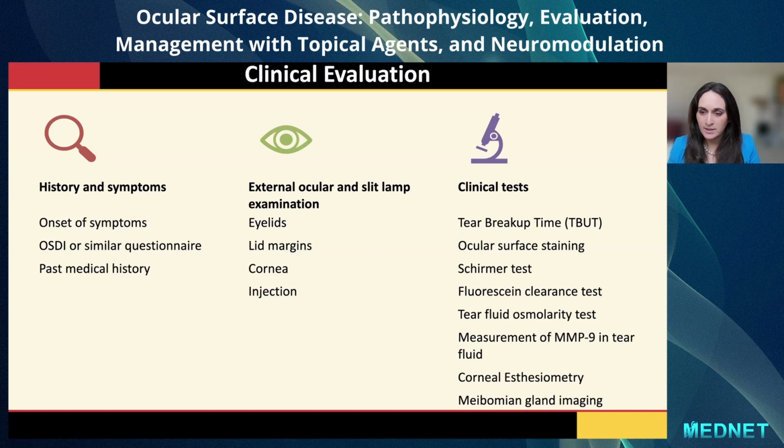As far as clinical tests, which is what we're going to focus on here, there are a number of different options, including ocular surface staining, tear breakup time, Schirmer's test, which is a measurement of tear production, a fluorescein clearance test, tear fluid osmolarity test, measurement of MMP9, which is available as InflammaDry, and corneal sensation esthesiometry, and meibomian gland imaging.